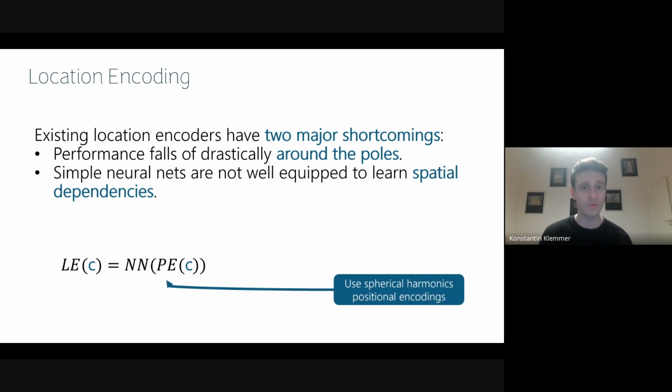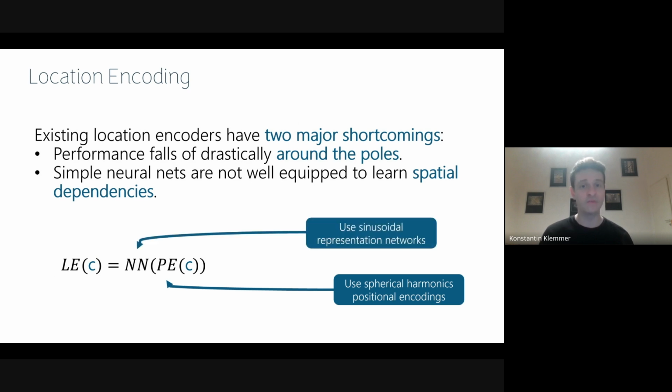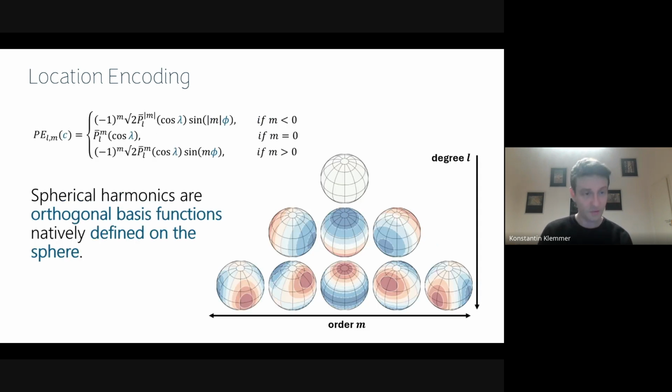And so what we've done in our work is we've introduced a new positional encoding based on spherical harmonics, and we've introduced a new neural network to learn these location encoders, a sinusoidal representation network. So I'm going to talk about both of these components. First, the spherical harmonics component.